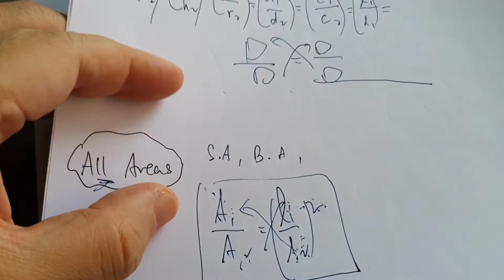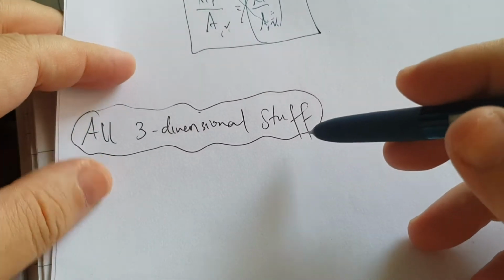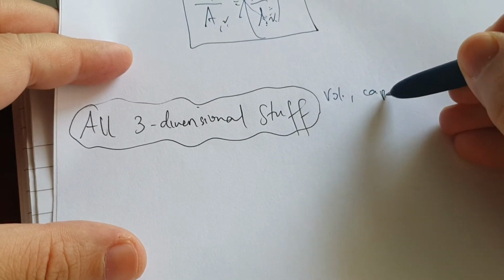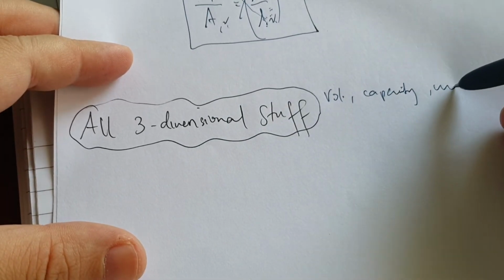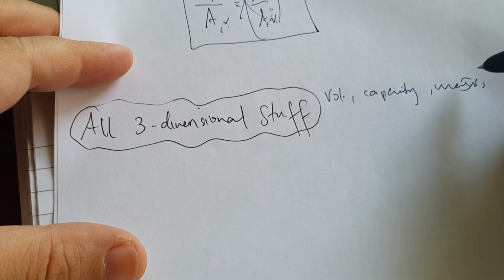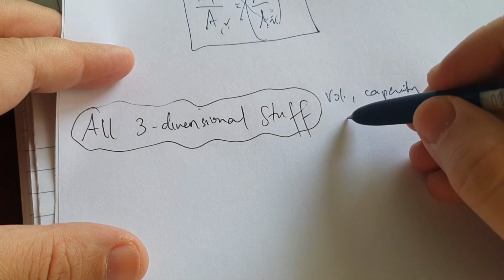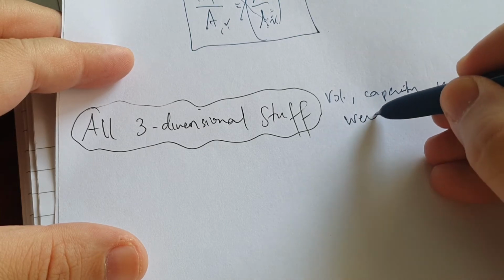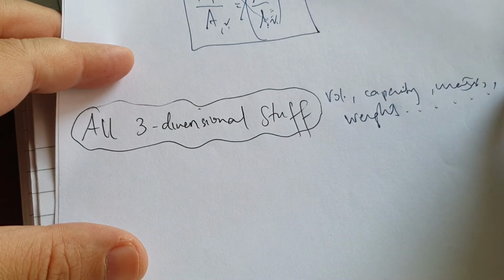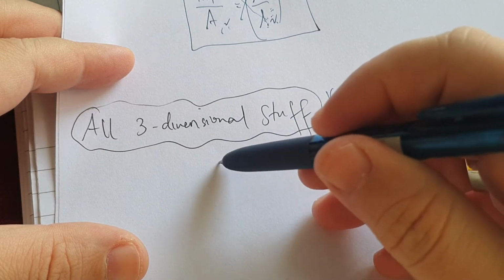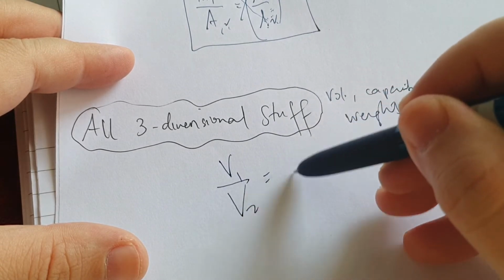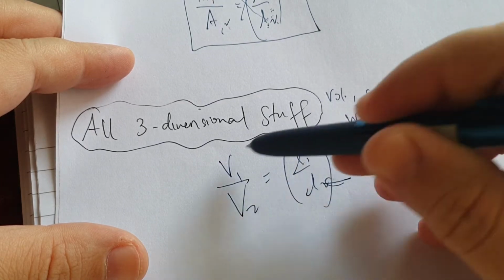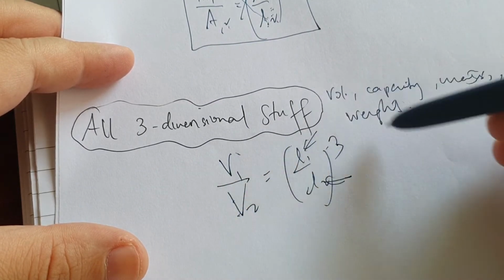Okay, yeah. Then the last one is anything that is 3-dimensional. So volume, capacity, mass, what else, weight, all these are 3-dimensional, right? So V1 over V2 equal L1 over L2 cubed. Again, you fill in the blanks and don't make mistakes here, because this topic is a very simple topic.